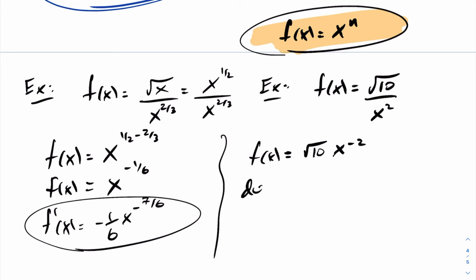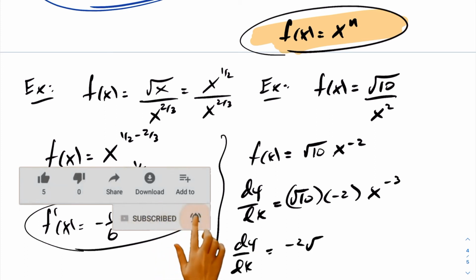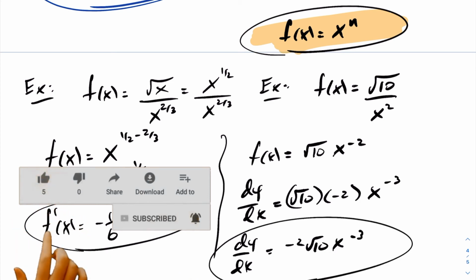So now if I go ahead and calculate dy/dx here, we're going to drop down that negative 2, put the x down, and then subtract 1 from the negative 2, in which case we get negative 3. Typically, as you guys know, we put the negative 2 first, so this would be negative 2 root 10 x to the negative 3 for our derivative.